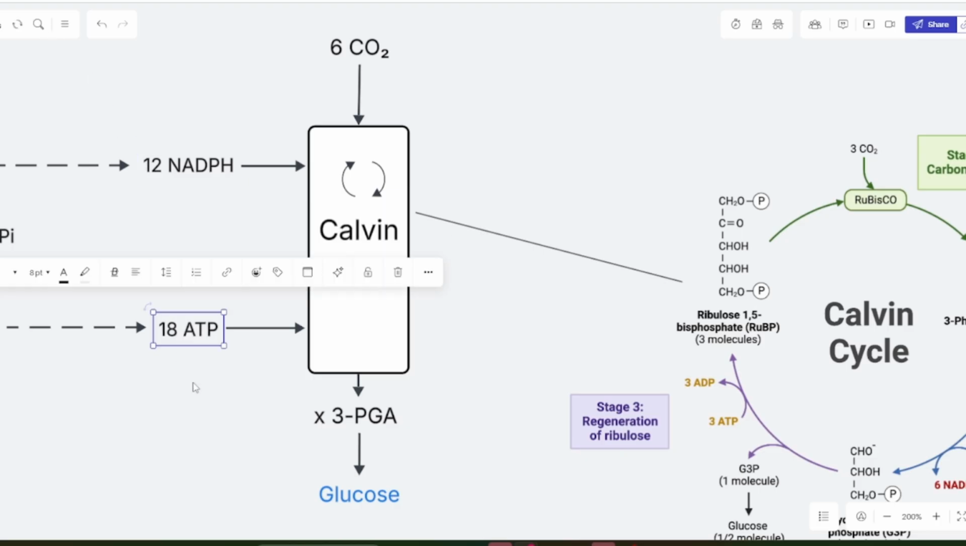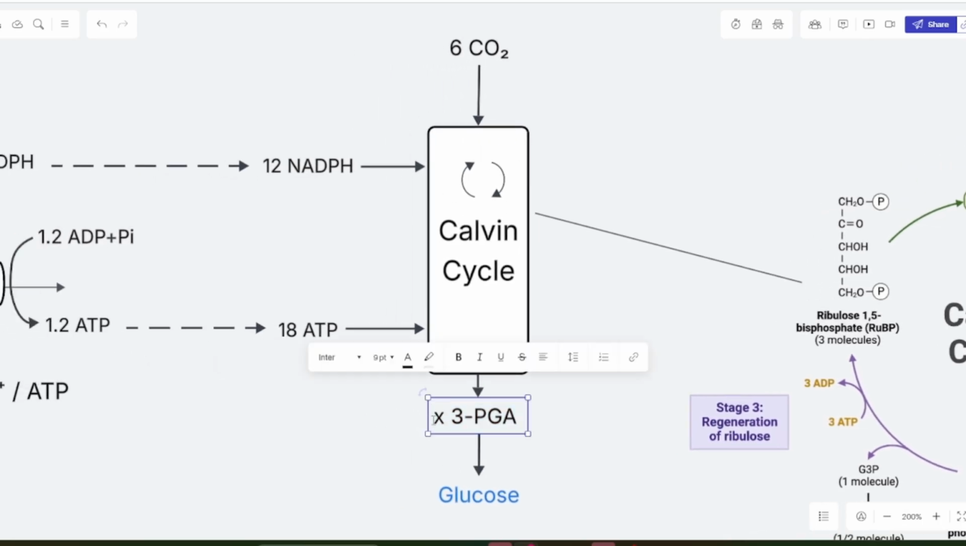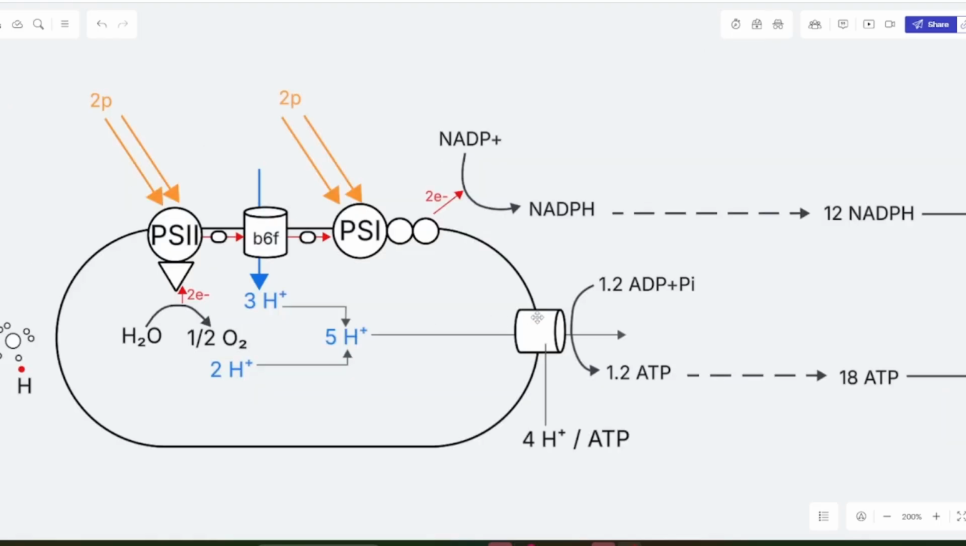12 NADPH, 18 ATP, and now we run into our little problem. The problem is that we said that we were only producing 1.2 ATP and 1 NADPH. So we can see that the ratio that we need is actually 1.5 to 1, right? We need 1.5 times more ATP than NADPH, but our light reactions are only producing 1.2 times that.